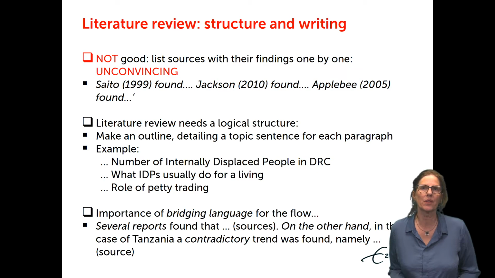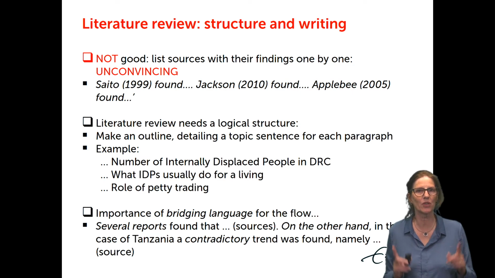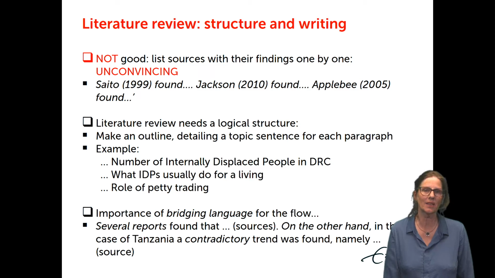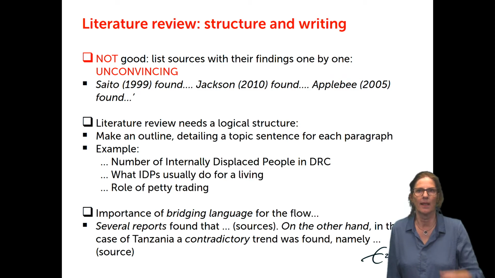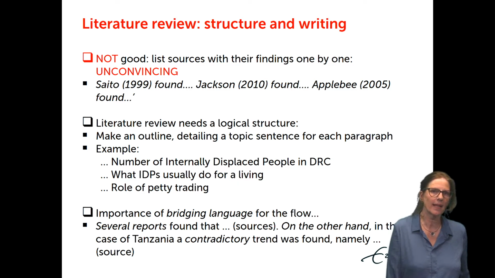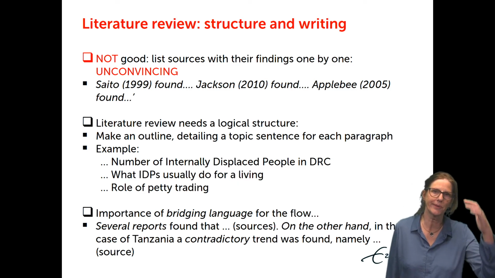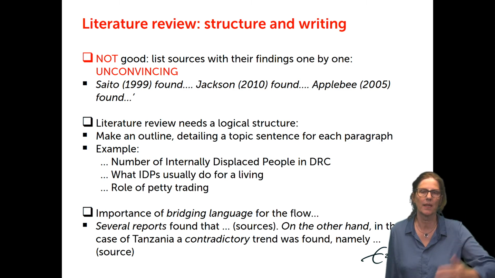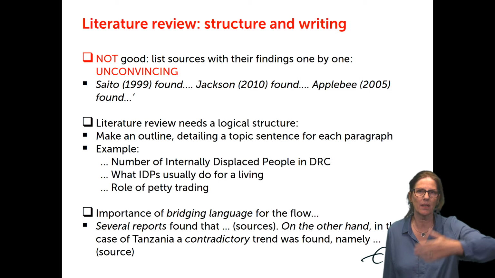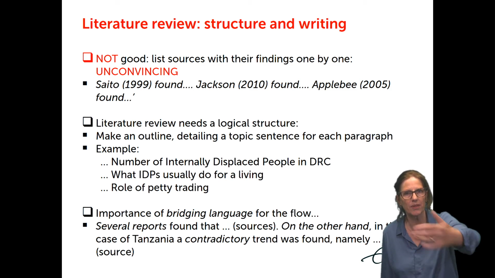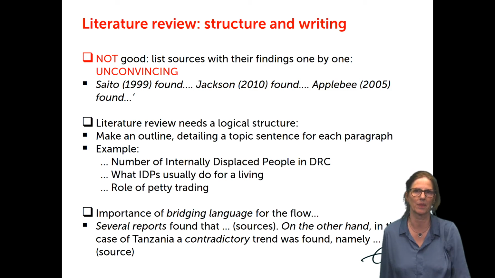Now, the literature review, the structure and the writing. Let me start with what you don't do, and what is not good. And that is that you just list all your sources one by one. Saito 1999 found... Jackson found. Appleby found. This is my very boring and unconvincing literature review. That's not how it works.